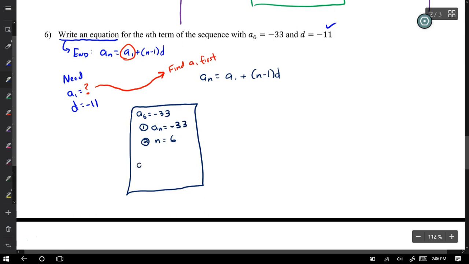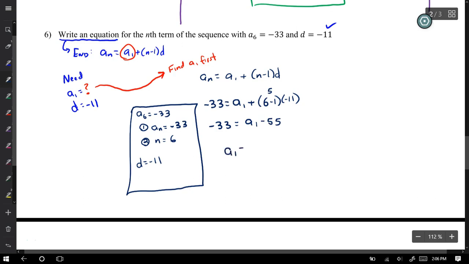And we know also that our difference is negative 11. It's helpful because I now have a lot of information I can plug in. I know a sub n in this situation is negative 33. I don't know a1, but I know n is 6, and I know my difference is negative 11. So negative 33 equals a1, I'm going to get 5 times negative 11 is negative 55.